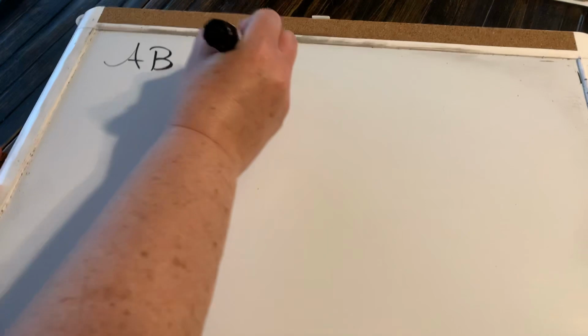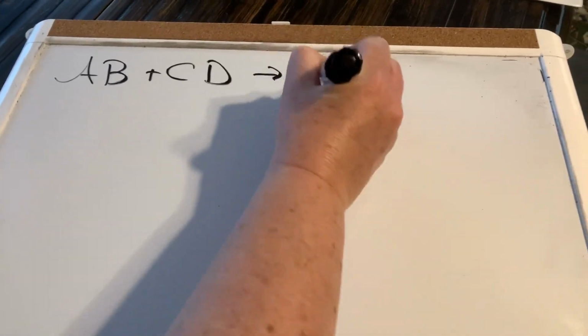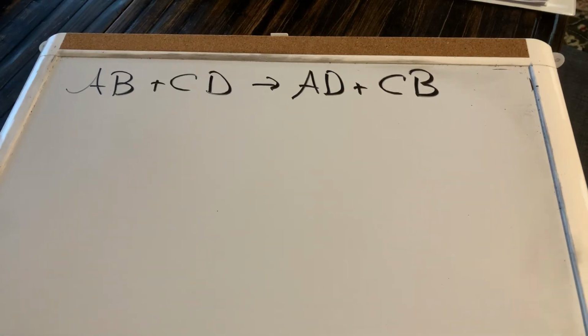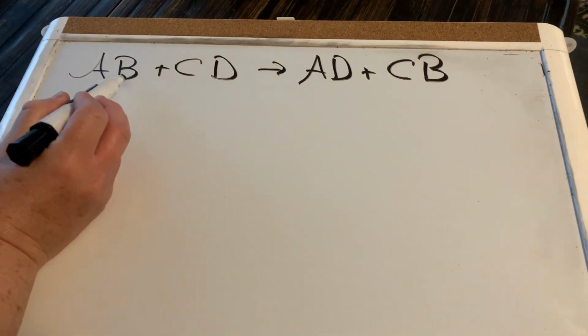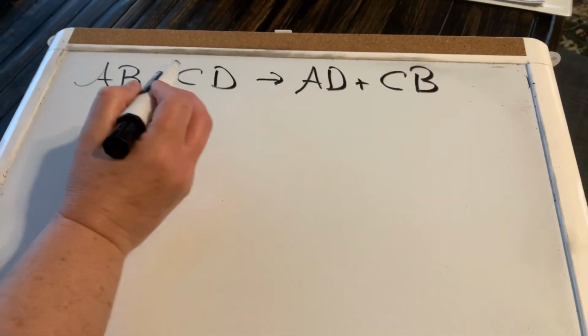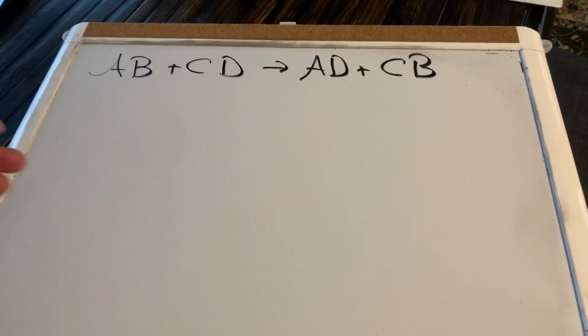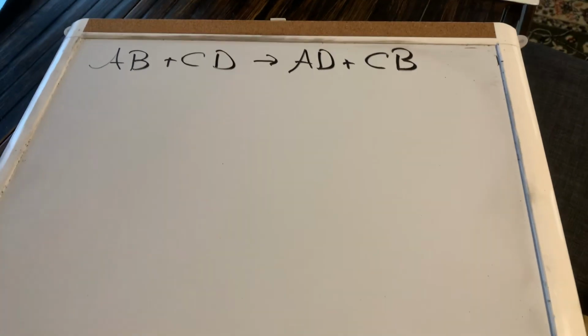Now that seems really super easy, that you have AB plus CD yields AD plus CB. They just switch places, right? So instead of the A being with the B, the A is with the D. Instead of the C being with the D, the C is with the B, okay? On the surface, it seems really easy. It gets a little more difficult, and you have to start dealing with this.